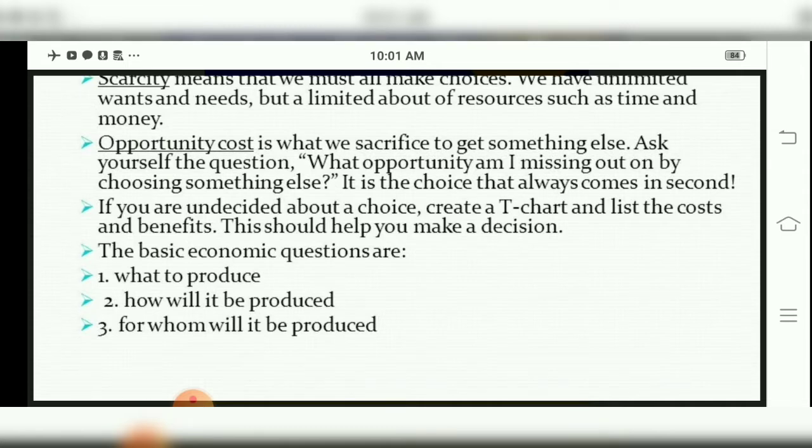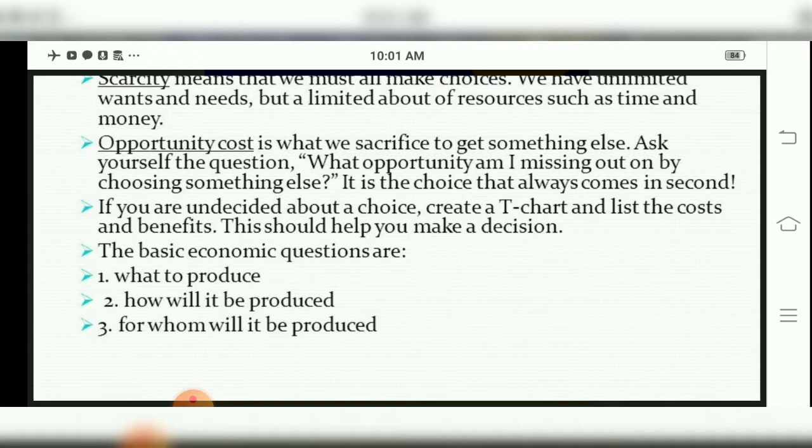Then they have told, if you are undecided about a choice, create a T chart and list the cost and benefits. This will help you in making a proper decision, children. See, very nicely they have told in a simple way. I am telling you. Now see, suppose you have selected your career option.